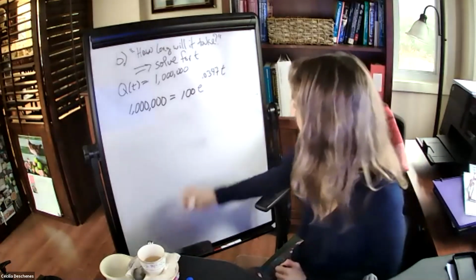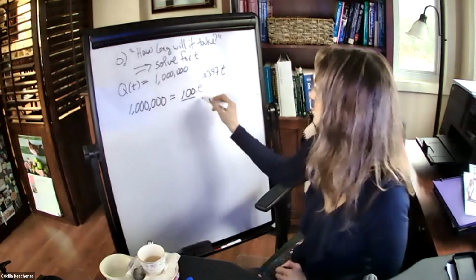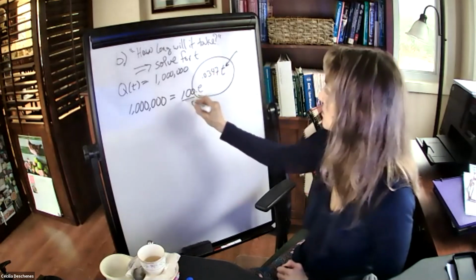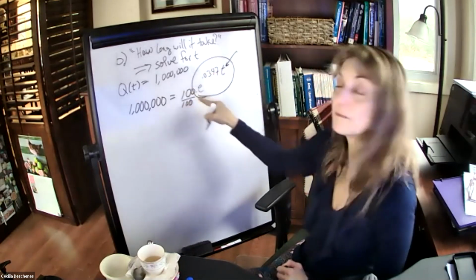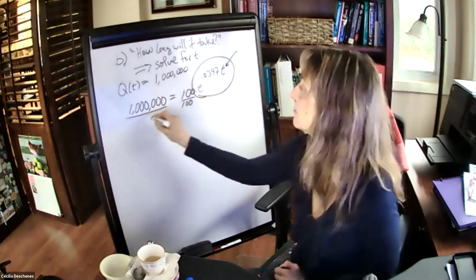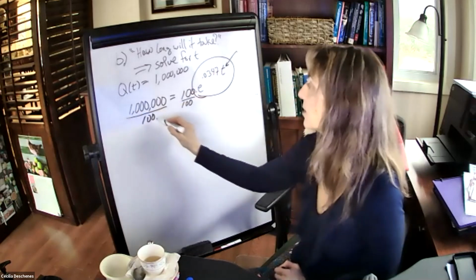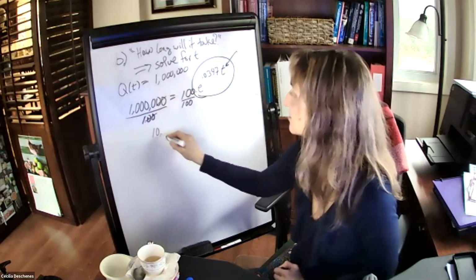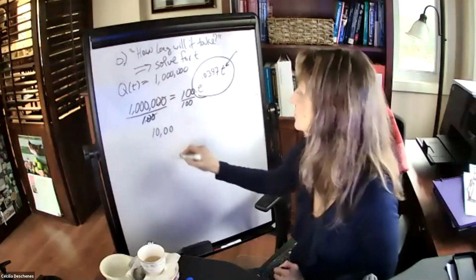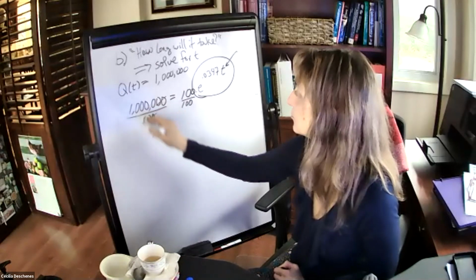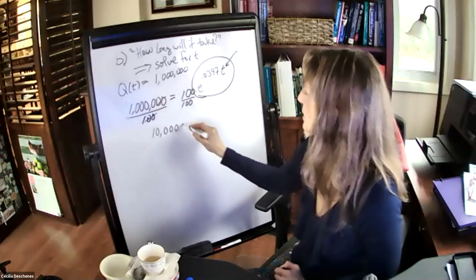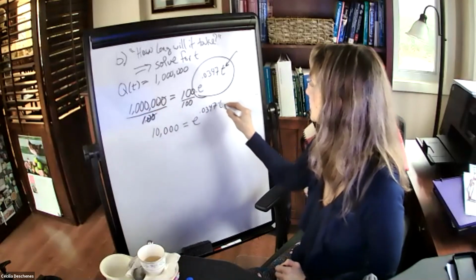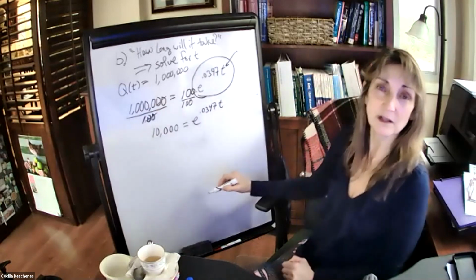So now I divide both sides by 100 because I want to isolate where that t is. So I'm going to divide by the coefficient in front of it to make it 1. So I'm going to divide both sides by that. Okay, I'm going to get rid of 2 zeros here, and I'm bringing this down to 10,000. 1, 2, 3, 4, right? Is equal to e to the 0.0347 t.